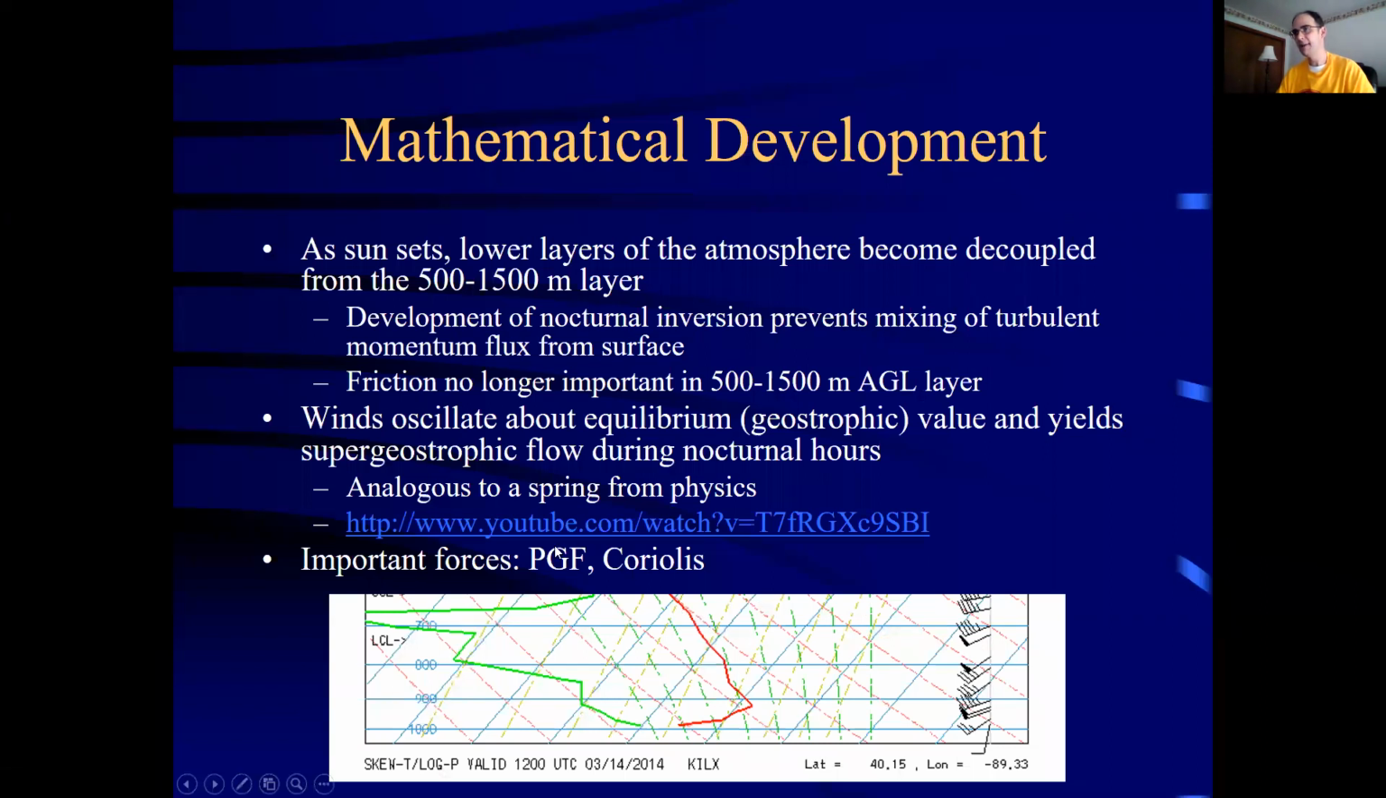And so as we go through the mathematical derivation here, our important forces are going to be the pressure gradient force and the Coriolis force, since, again, friction has been turned off with the cessation of boundary layer mixing. So we're looking, again, not down here in the stable boundary layer near the ground, but up here above that, around 1 kilometer or so above ground level.